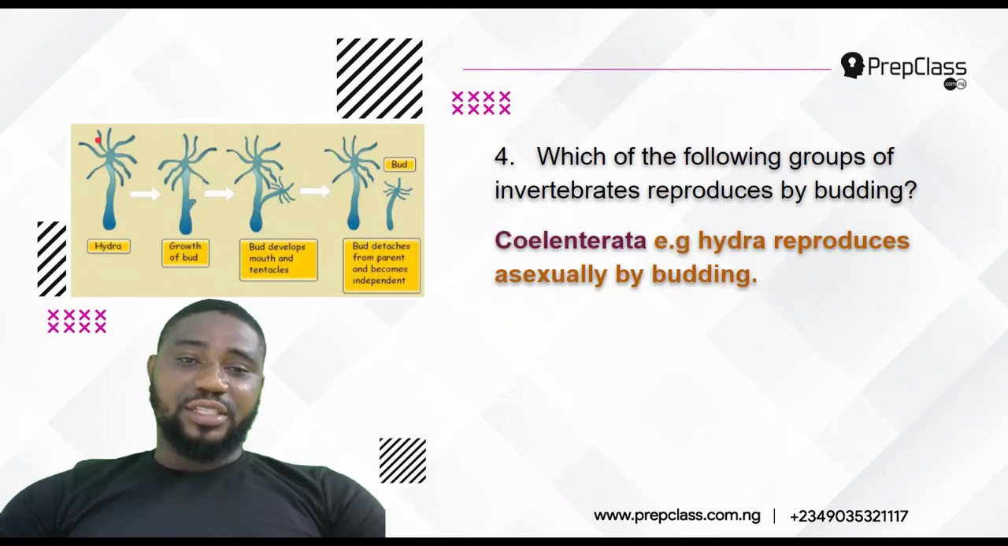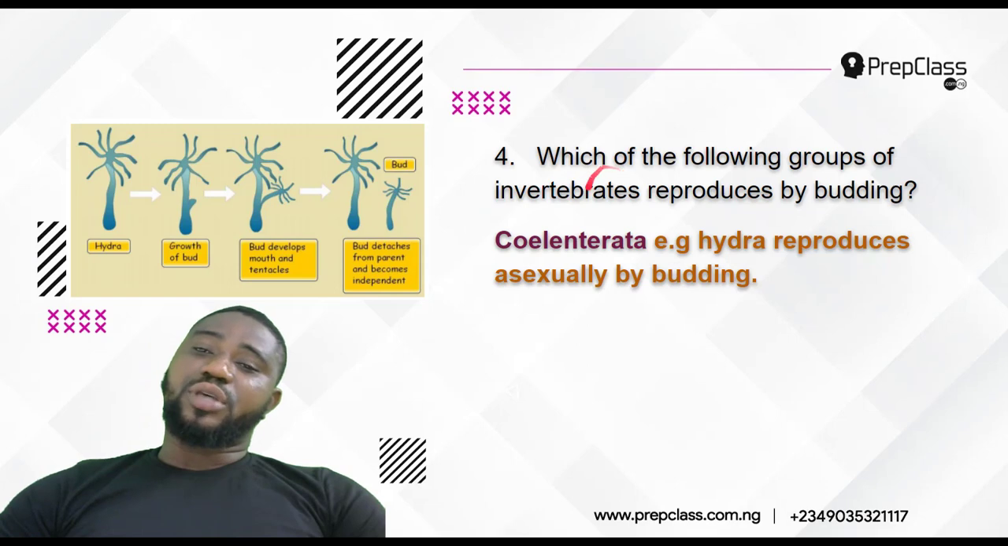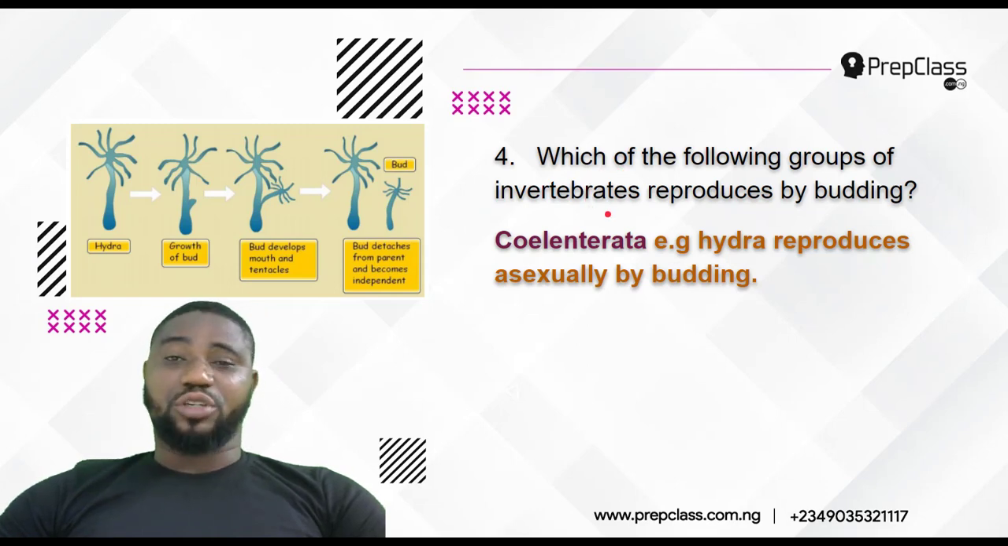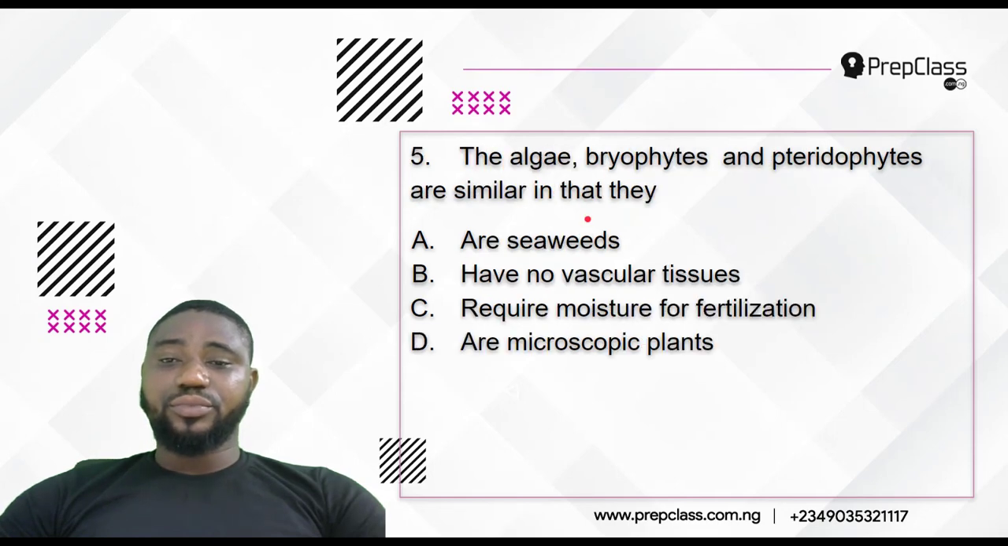In budding, you see the Hydra will just stand. Before you know, a bud will be growing by the side of its body. Later, that bud will develop, possess tentacles and mouth, then detach itself from the parent and start living an independent life. So that's budding in Hydra. Budding is a form of asexual reproduction, and it is mostly carried out in periods where food is plentiful and environmental conditions are highly favorable. So the answer is coelenterate.